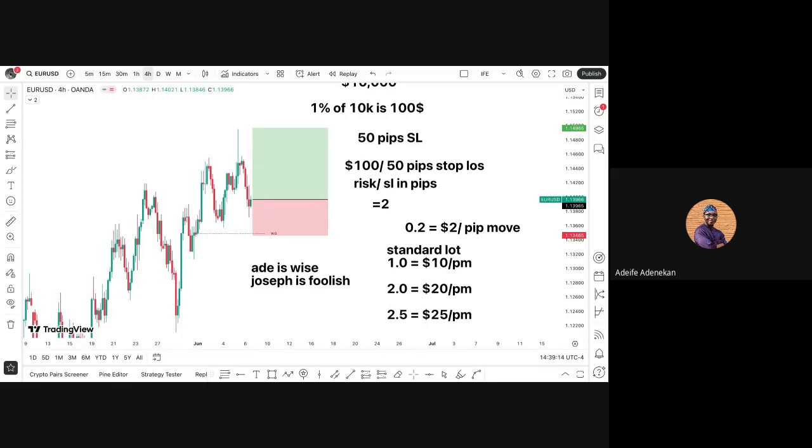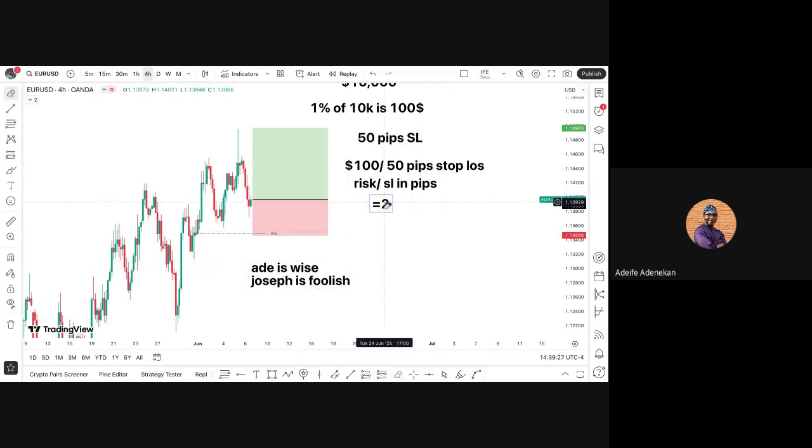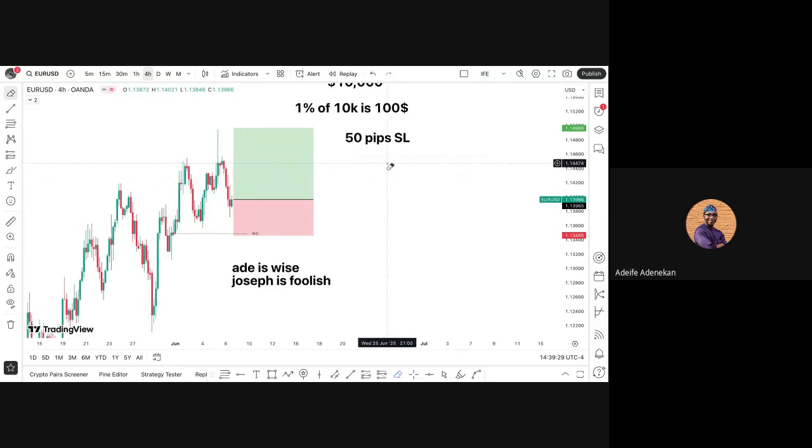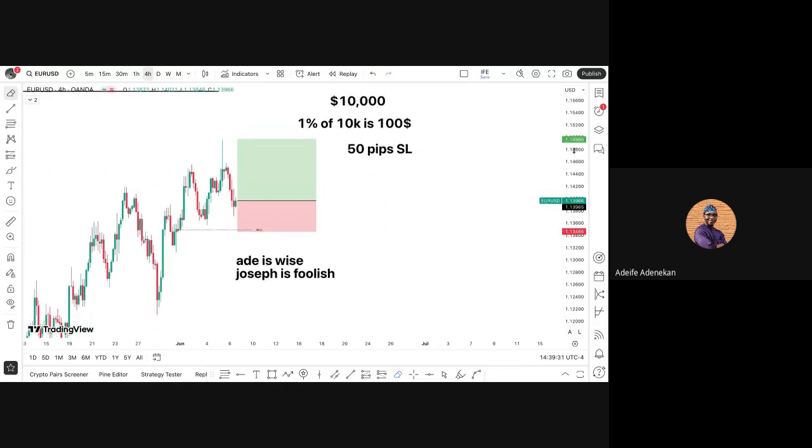But now, Ade is a wise trader. Here's what Ade will do. Ade understands the mathematics of risk to reward, right? And here, just listen to me very carefully because this is where things get very interesting. Ade understands the mathematics of risk to reward.